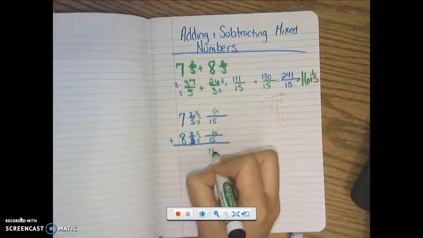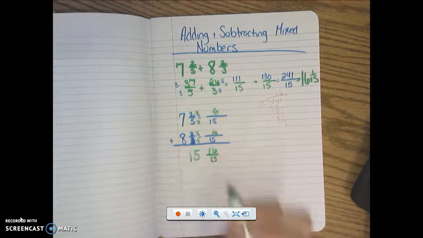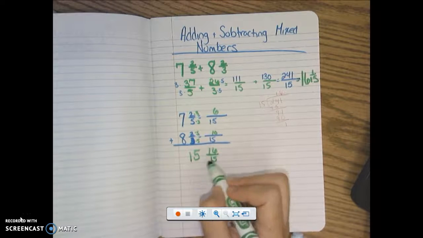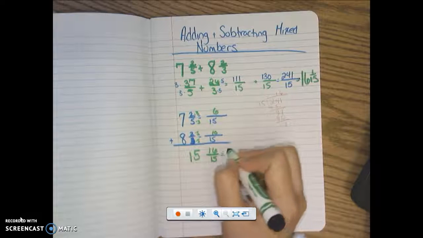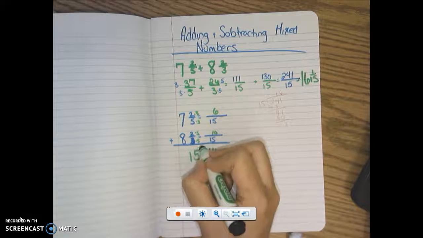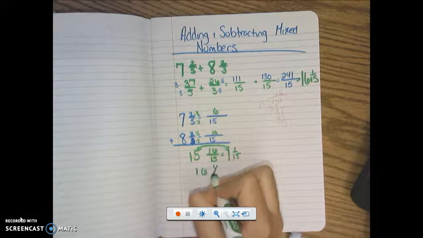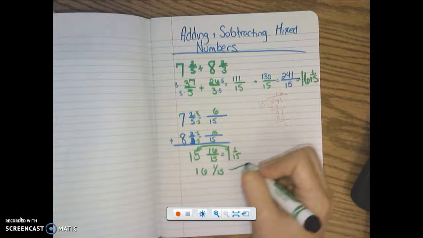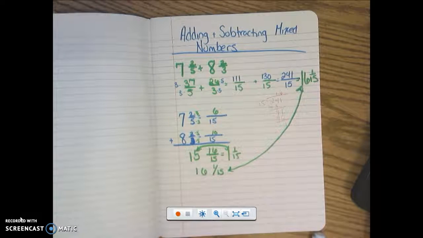And now I'm going to add: 16 fifteenths, plus 7 and 8 is 15. But I have an improper fraction. So I need to change this, and that would turn to 1 and 1/15. And now I need to take that 1 and add it with that 15. So now I have 16 and 1/15, which is the same answer. It should be. If you got a different answer, then something went wrong. So that's with adding. And then we're going to try subtracting.